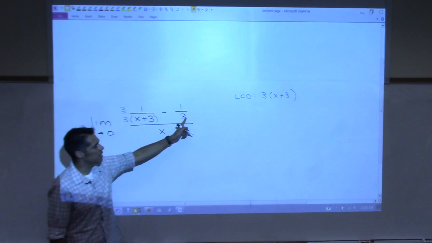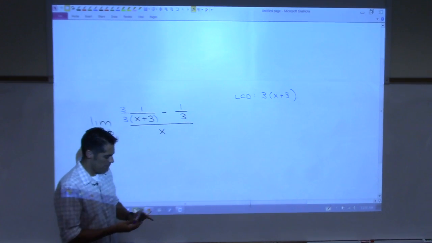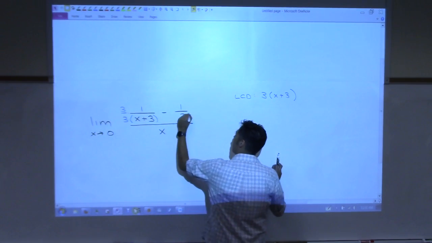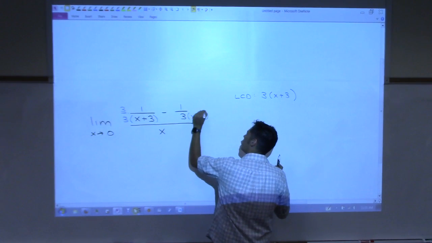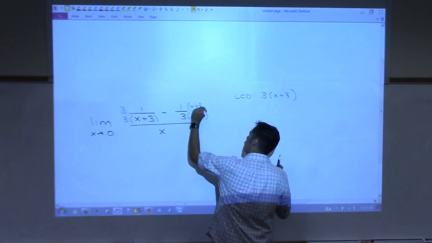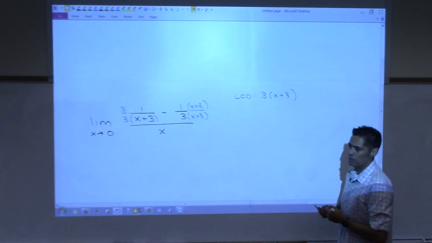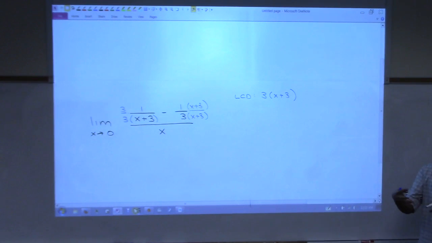How about over here? What am I going to introduce? x plus 3 on the bottom, and on the top, x plus 3. Now this is stuff you did in college algebra, combining two rational expressions together.